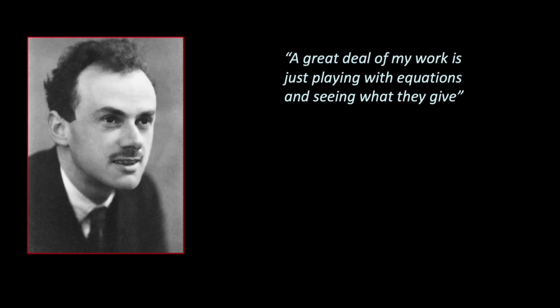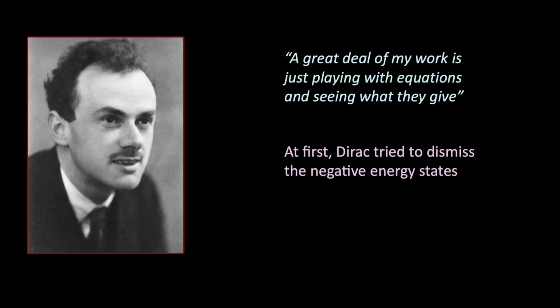And this was the very puzzle that confronted Paul Dirac. His approach to theoretical physics was famously intuitive. He once remarked, "A great deal of my work is just playing with equations and seeing what they give." And when he played with his new relativistic wave equation for the electron, the equations gave something strange. 4 solutions, 2 with positive energy, 2 with negative. At first, Dirac tried to dismiss the negative energy states, claiming that half the solutions must be rejected. But as he explored further, he realised he couldn't just throw them away.